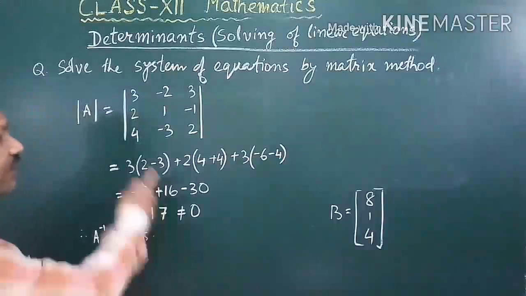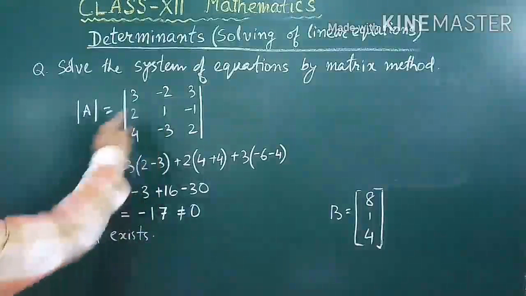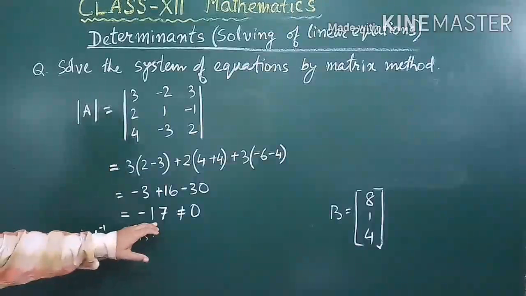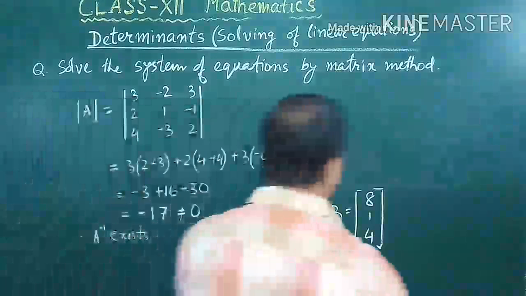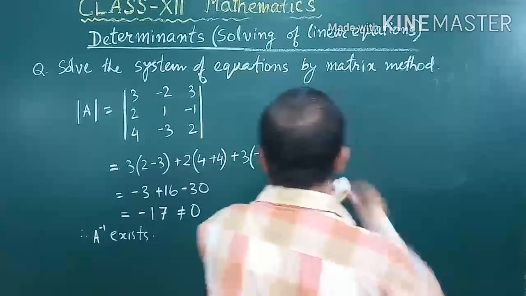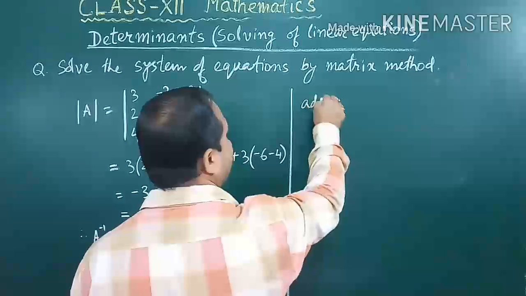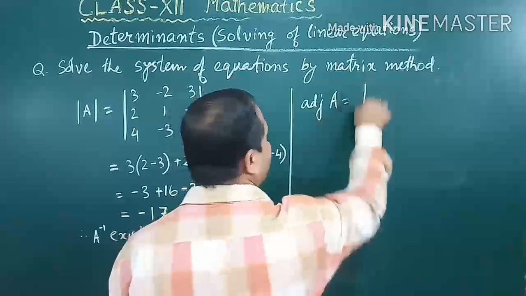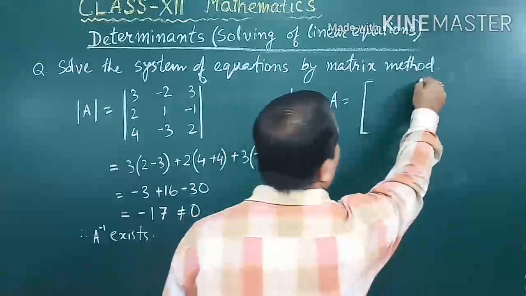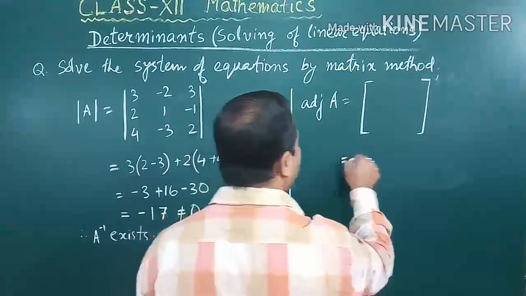Okay, so we will now find A inverse. What is A inverse? For that, we will find the adjoint of A divided by the determinant, which we have got. So what will be the adjoint of A? What is the adjoint of A? It is the cofactor matrix and its transpose. So we are going to find the cofactors.